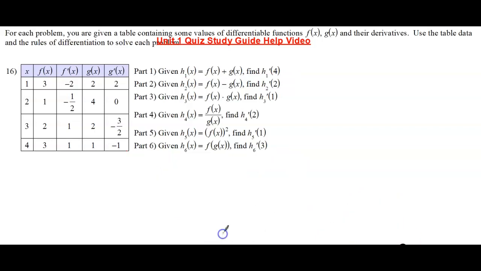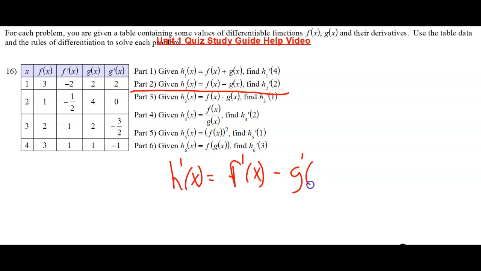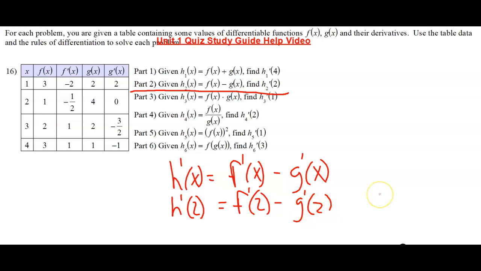Let's take a look at part 2. On part 2, h prime of x is going to be equal to f prime of x minus g prime of x. So according to the sum and difference rule on parts 1 and 2, when you have a function that is two functions being added together, the derivative is just taking the derivative of each piece separately. That's what I've done. Next, we plug in our number after we take the derivative. And then we go ahead and use the table. f prime of 2 is negative 1/2. g prime of 2 is 0. And so the answer is negative 1/2.